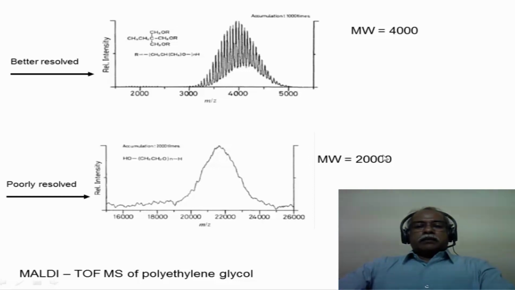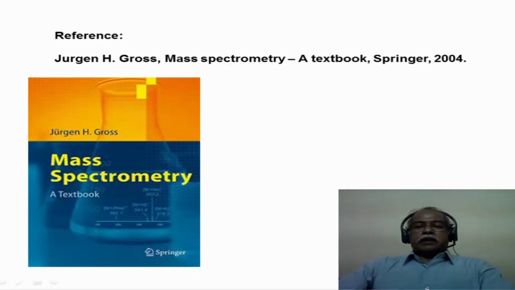With a higher molecular weight polyethylene glycol, a 20,000 molecular weight for example, the resolution is fairly poor in this particular case. This is a fairly well resolved spectrum where you can see the individual molecular weights of the oligomers, whereas here the individual oligomers are not resolved. You just essentially get a Gaussian type of envelope for the entire molecular weight distribution of the polyethylene glycol of this sample.